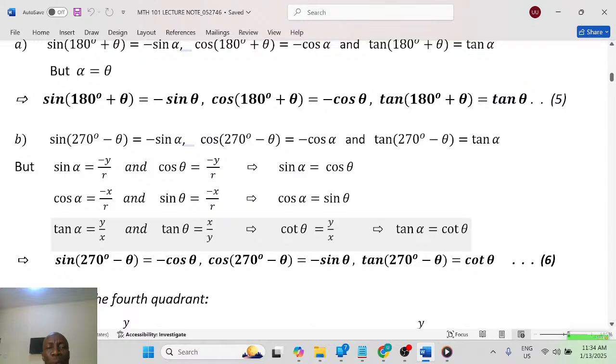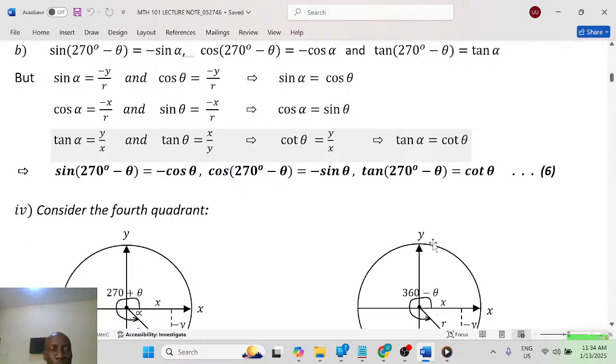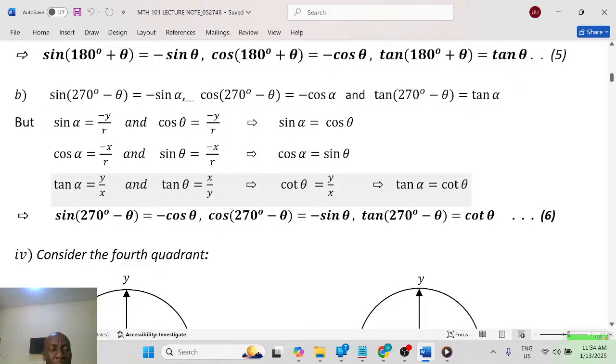Cos 180 plus theta will be equal to minus cos theta. Cosine is negative in the third quadrant, and tan theta is equal to tan 180 plus theta. That is how we convert from the third quadrant to an acute angle. The last one, which is the fourth quadrant, is sin theta is equal to minus sin 270 minus theta.